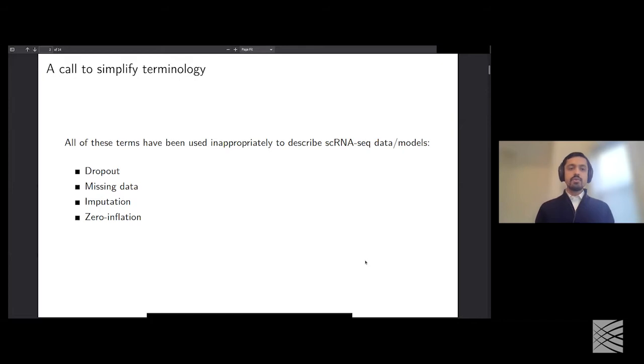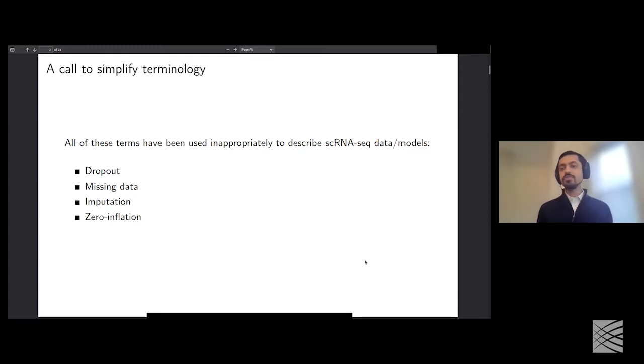And in our paper, we gave some recommendations about, for example, simply avoiding the term dropout, because it means different things to different people. And it would be better then to have specific terms or just to point out specific aspects of the data that you're interested in describing. So for example, if you're interested in describing the fact that most of the entries in a single-cell RNA-seq count matrix are zero, then you might say that the matrix is sparse, because this is a term that is already well-defined. That means exactly that most of the entries are zero.